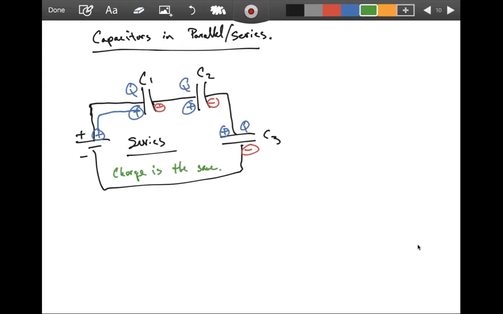So again, series simply means there is no choice. You get chicken and that's it. Okay? Only option. Now, let's contrast that with what's called parallel. In parallel, we're going to start with the same thing.